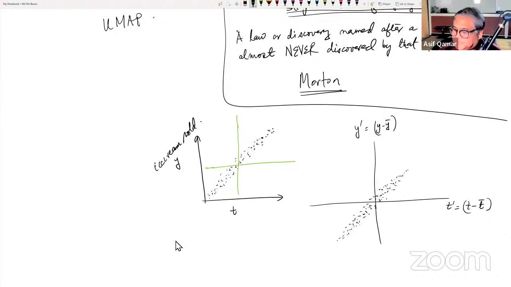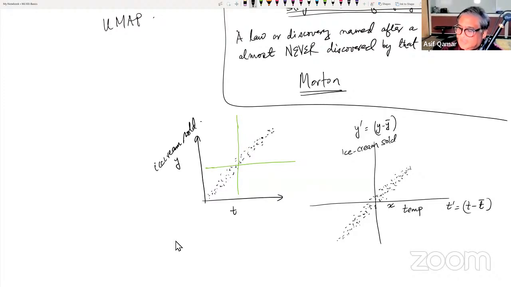Now, clearly, if I were to ask you, is there a relationship between temperature and the ice cream sold? What would be your answer? Is there a correlation between temperature and the ice cream sold?